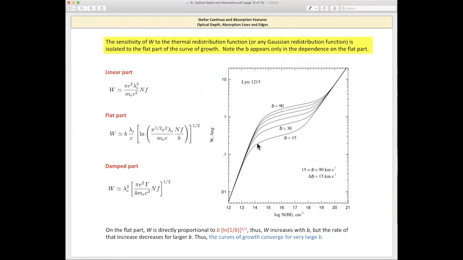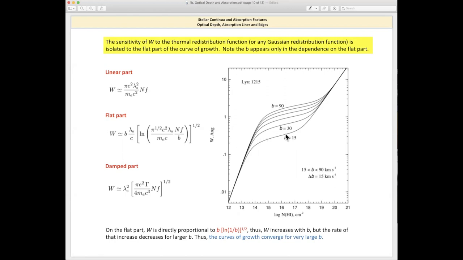Okay. So if you have a cool gas with a narrow thermal broadening function, you turn over on the flat part sooner. So it'll be 15 kilometers per second, which might correspond, say, to a temperature of 10,000 degrees or something like that. Actually, way cooler in the case of hydrogen, about 5,000 degrees. You can see that the equivalent width turns over and becomes flat down here, and the equivalent widths kind of are from the flat part at around 0.2, 0.3 angstroms.